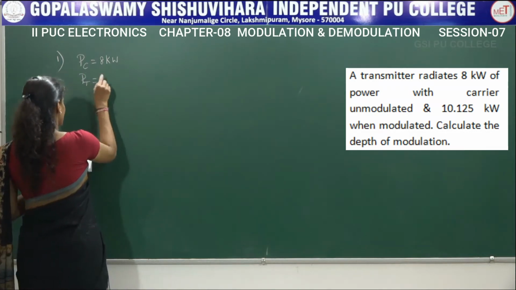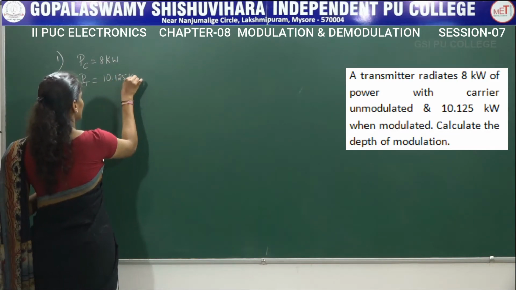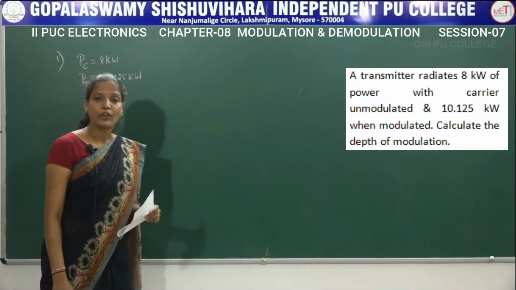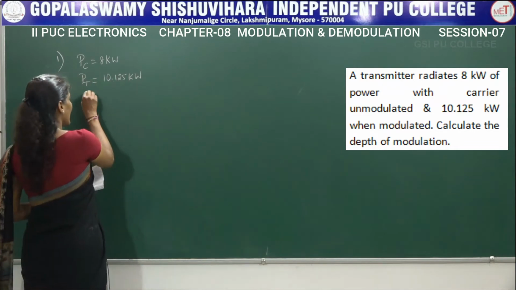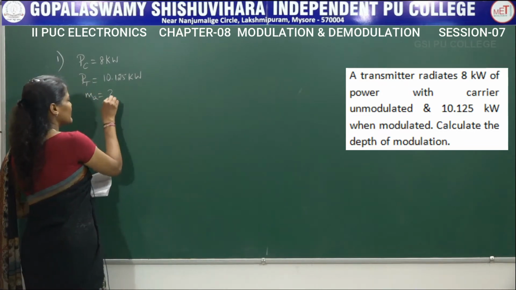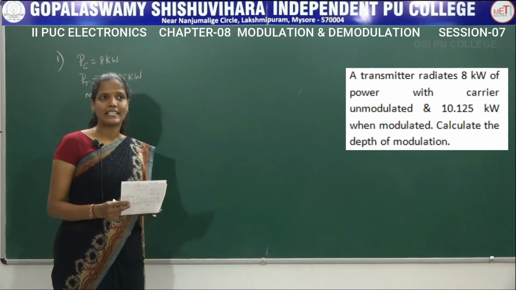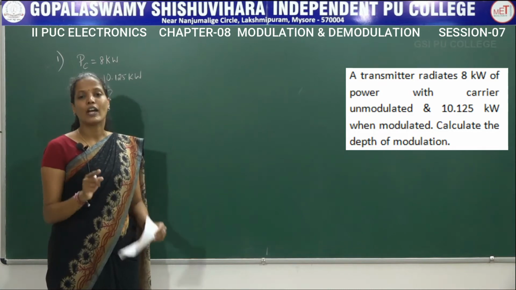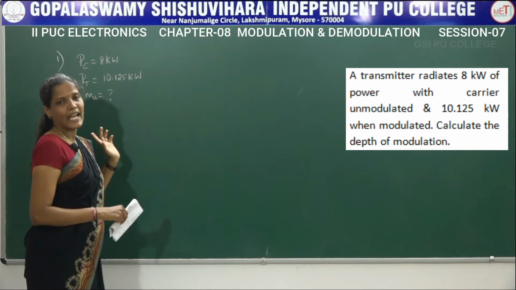So PT is equal to 10.125 kilowatts. Calculate the depth of modulation. The depth of modulation is nothing but MA. Calculate the modulation index, calculate the depth of modulation, or calculate the modulation factor, it's all one and the same. So you have to calculate MA value for the given value of PC and PT.